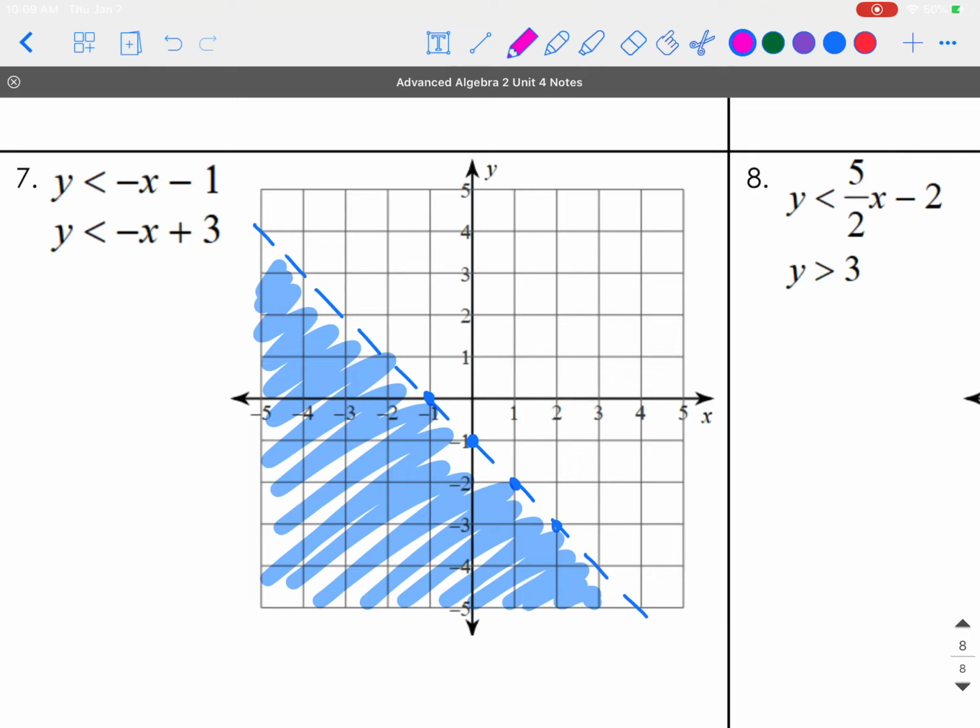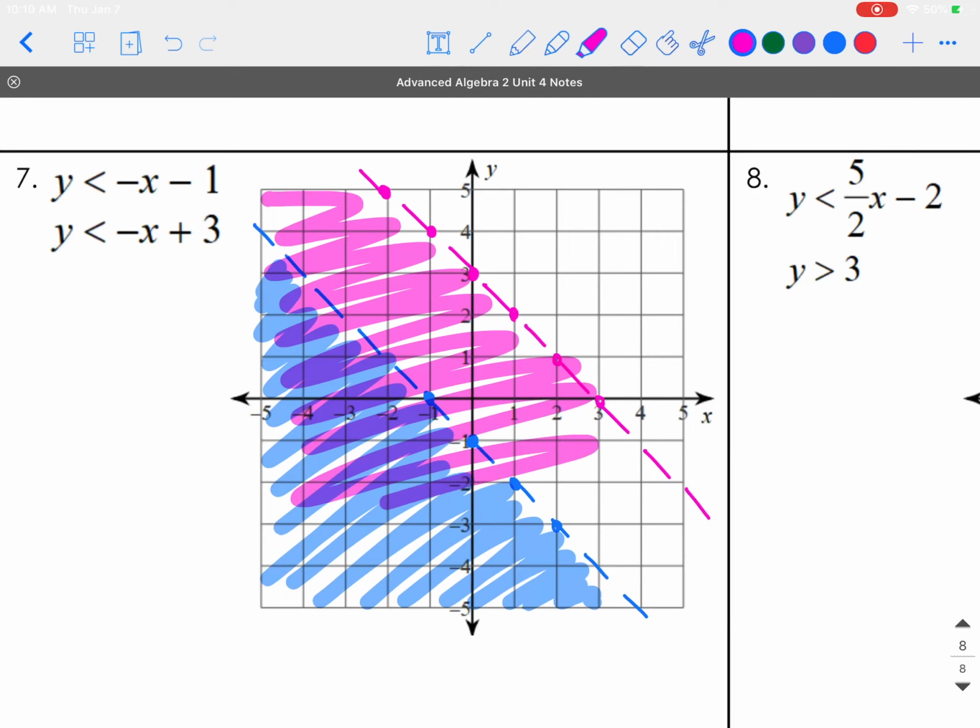The next line has a y-intercept of 3 and a slope of -1. Now, if this one was shading above, then this one would be no solution because there would be no place where they crossed. However, it also says to shade below. So there is a place where they cross.